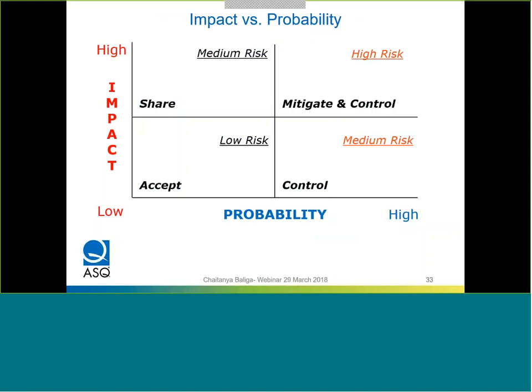Now, if I compare the impact versus probability, that means the probability of occurrence versus the severity or the impact to the business. If I put those elements together, what we accept, control, mitigate, or share, then we can use the risk matrix in this manner. If it is low risk, we accept it and we move on. At that point, we just monitor it.